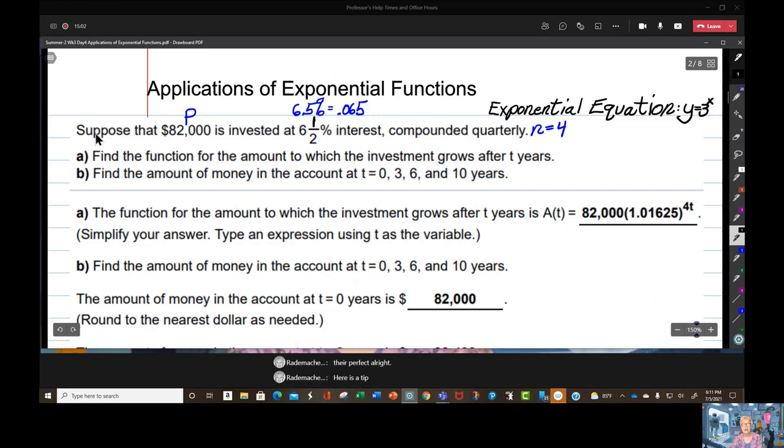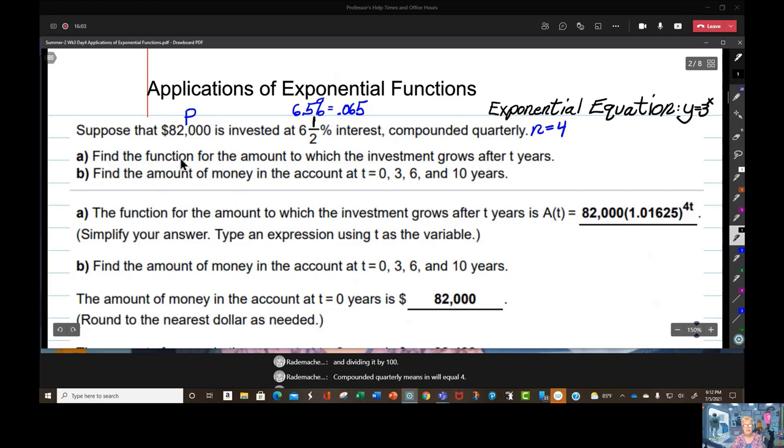Here is a typical compound interest formula problem. Suppose that $82,000 is invested at 6.5% interest, compounded quarterly. If this is what you put in the bank to begin with, then it's the principal. It'll be P. 6.5% is 6.5%, but we change that to a decimal, 0.065. You do that by taking 6.5 and dividing it by 100. Compounded quarterly means n will equal 4.